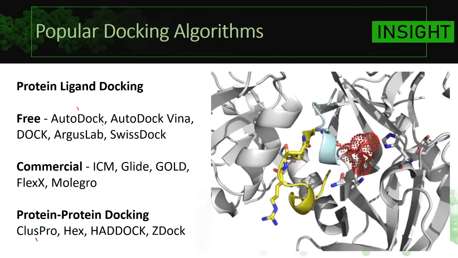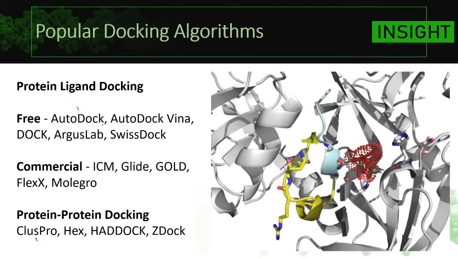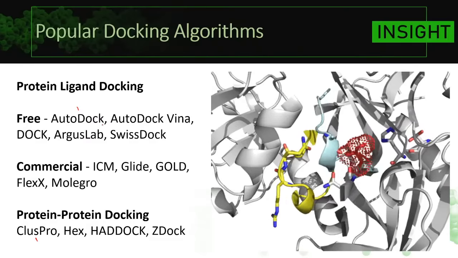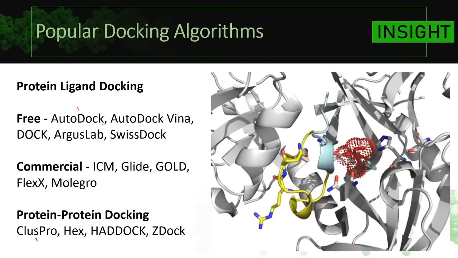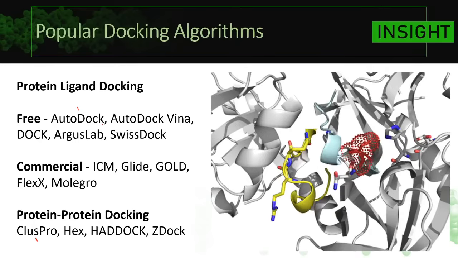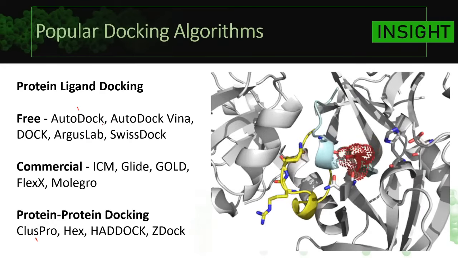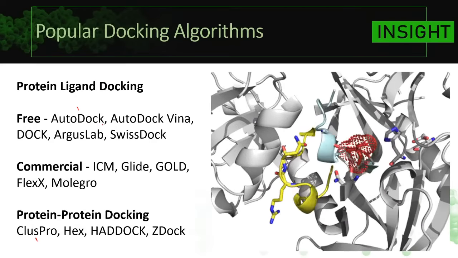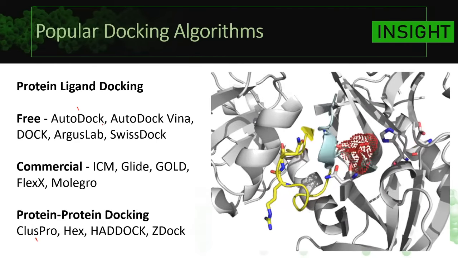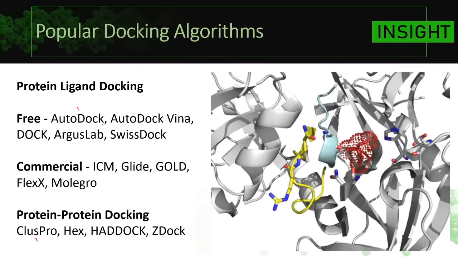Apart from that, there are many, many softwares available in the market, free as well as commercial, to be used for docking. But if you look at the publications by number of citations, AutoDock has the highest number of citations through all accepted publications throughout the years. So you can see the popularity of this tool and the way it has been accepted.